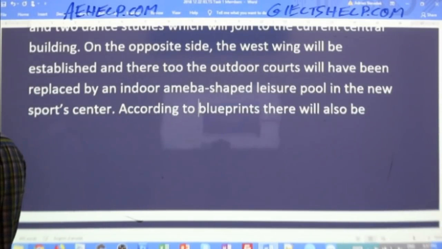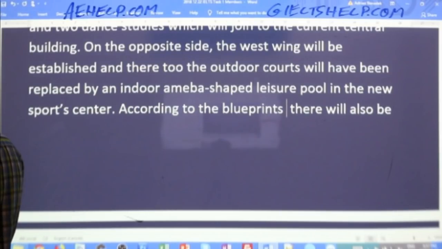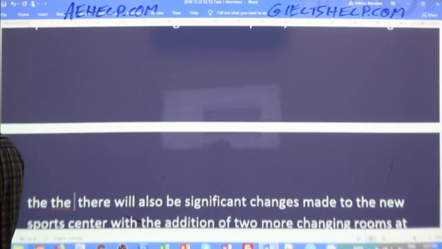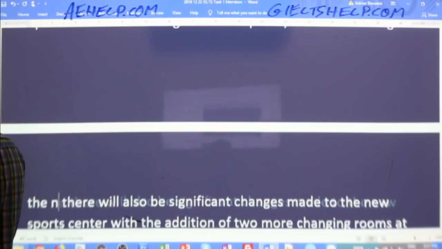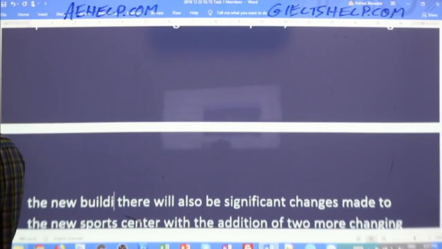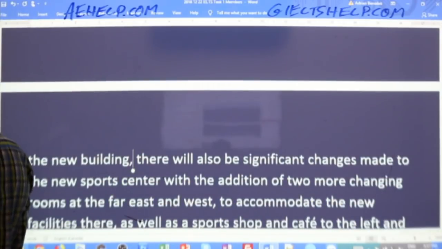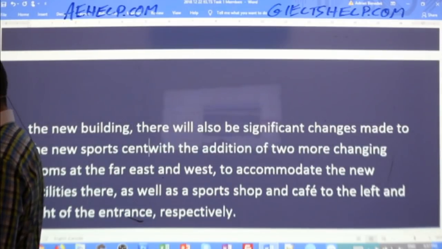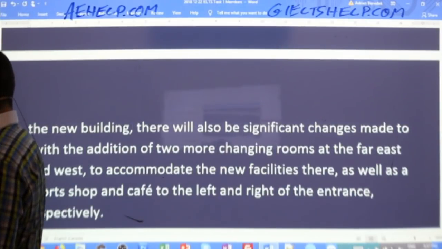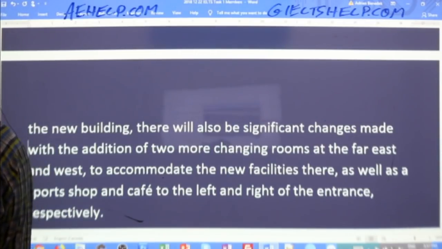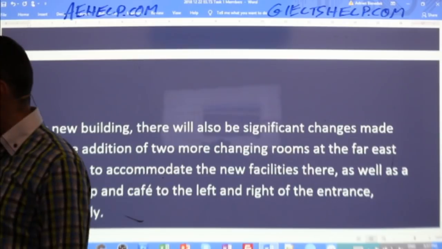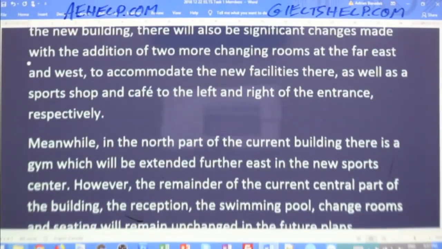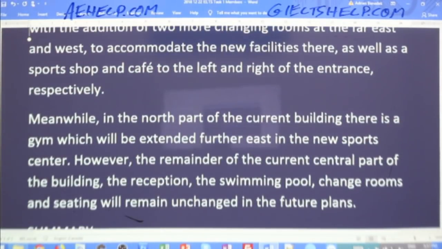According to the blueprints, in the south wing of the new building, there will also be significant changes made. Now I can get rid of this piece here because it's repetitive or redundant. I've already said new building. Made with the addition of 2 more changing rooms at the far east and west to accommodate the new facilities there, as well as a sports shop and cafe to the left and right of the entrance respectively.